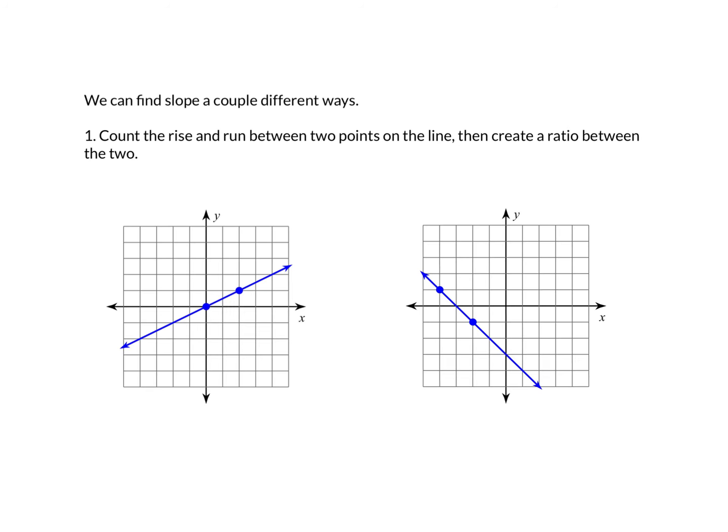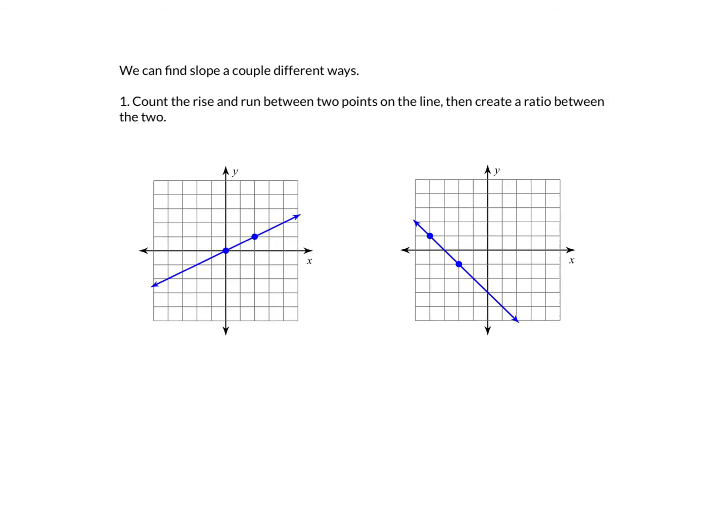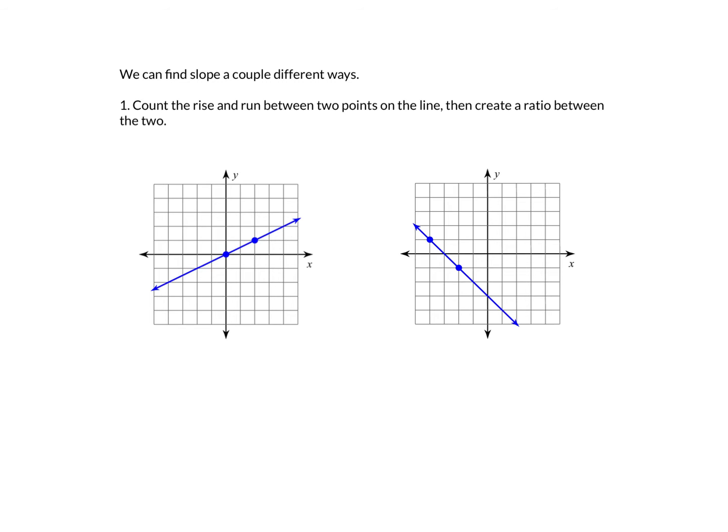Let's see what we're talking about there. So, we are going to define slope, in this case, as we're going to say slope is equal to rise over run. All right, slope is equal to rise over run. Here's what I mean by that.